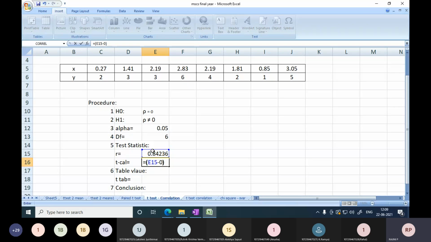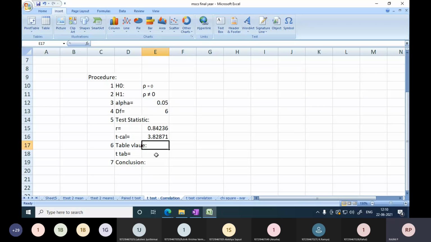Close the bracket, divided by the square root of. Open the bracket for the numerator. What is that? 1 minus r squared. This is r to the power 2. Close the bracket and divided by n minus 2, that is the degrees of freedom, only 6. Close the bracket, then enter. Got it?